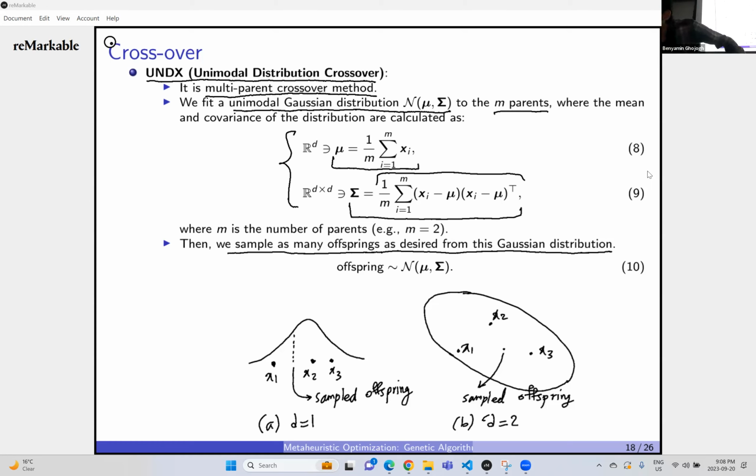Or if D is 2, then I'm looking at it from above. Then I fit a Gaussian distribution to it. Then I sample from it. For example, here, the sampled offspring is here. Agree? By the way, of course, the more samples you have, the better the Gaussian distribution is. If you do it in practice with 3 points, you can't fit a good Gaussian distribution. You need at least 10 points, I believe. So this method might be good if you have 10 parents per offspring. Okay.